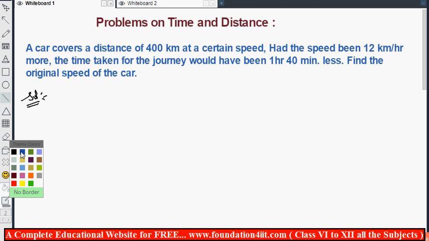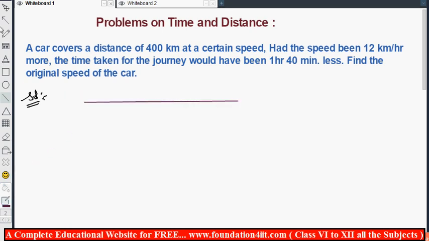There is no change in the distance. That is the main point here. Distance is fixed. Let's take point A to point B, 400 kilometers in total. The car covers a distance of 400 kilometers at a certain speed. We don't know the speed, but we need to find the original speed, which we can take as x.